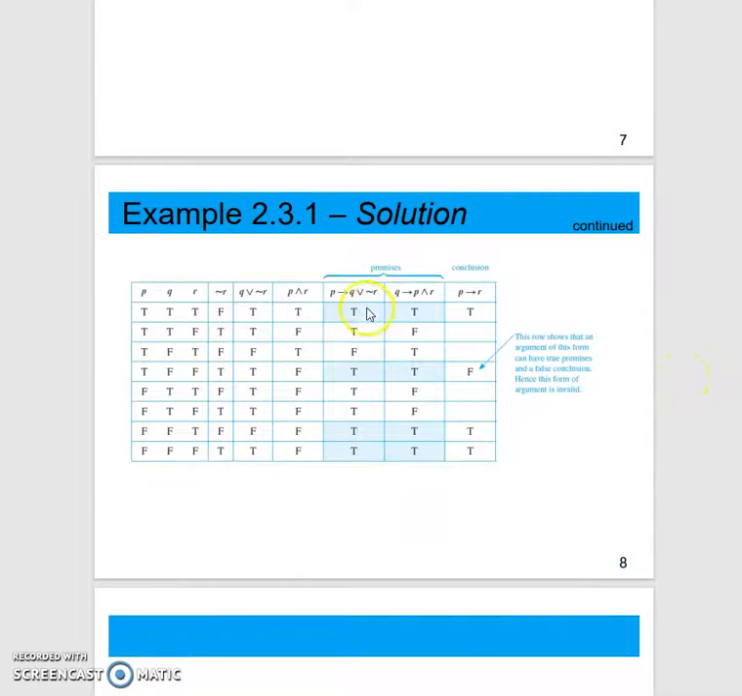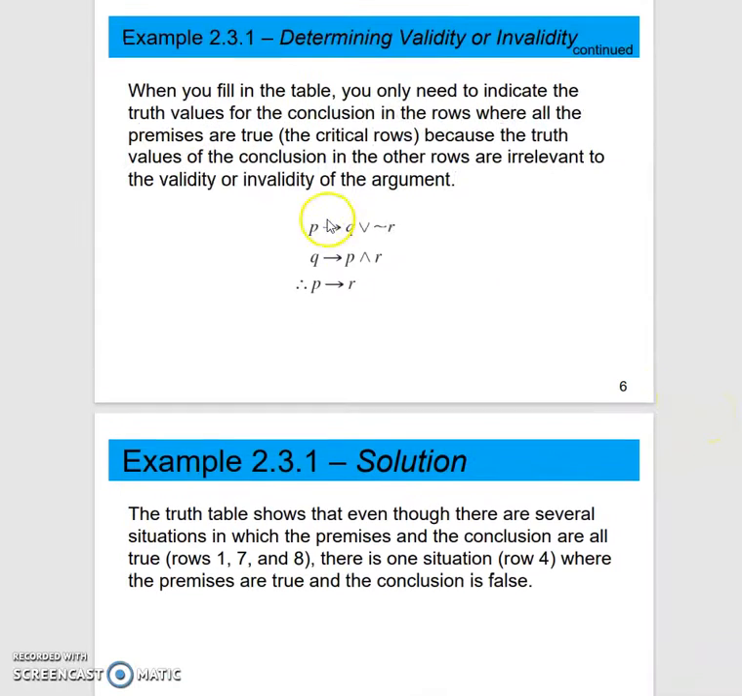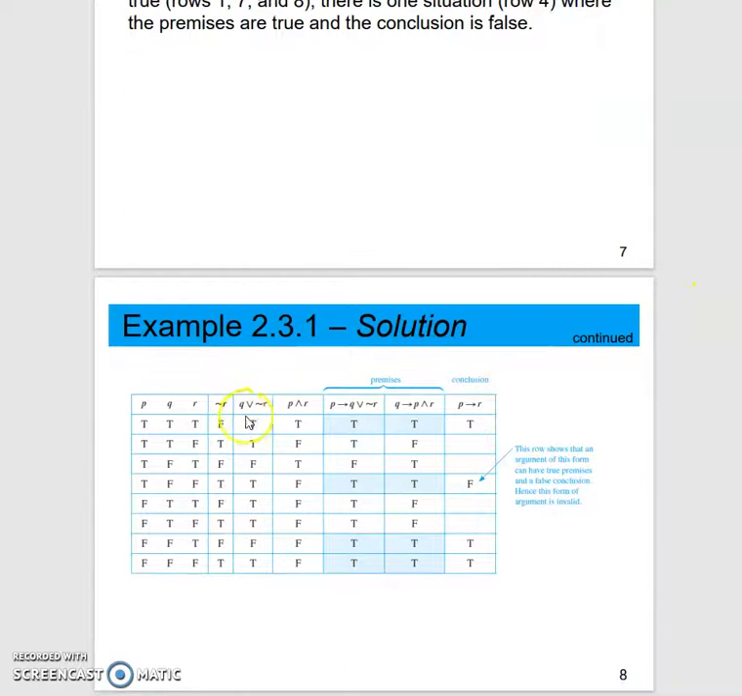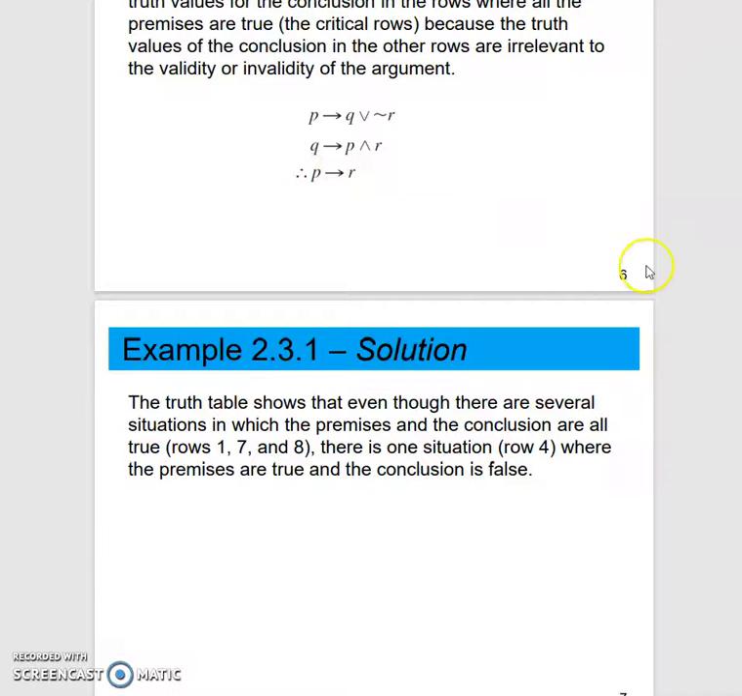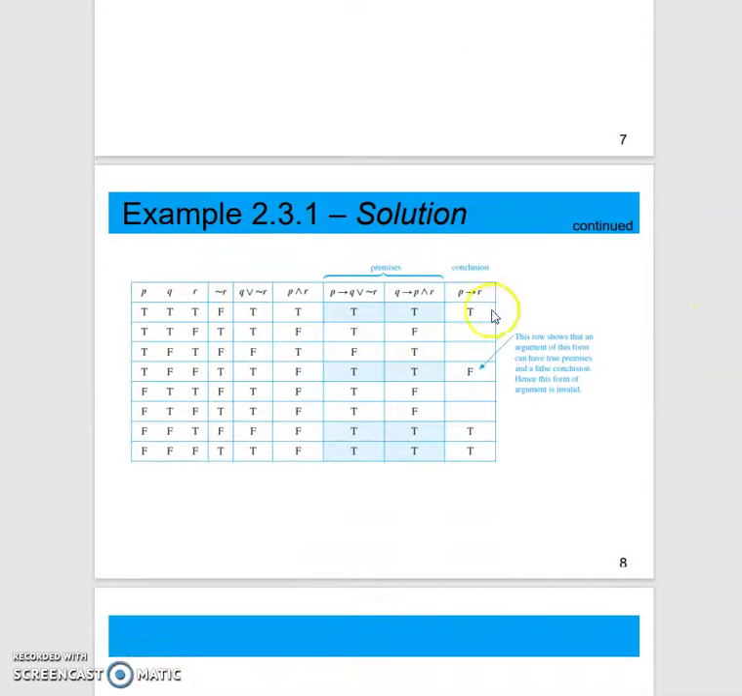All right, so we have to make our premises. Again, our premises were these first two statements that we were given. And again, I'm going to make a couple columns to get that. And then here's our conclusion, P implies R. That's our last one. So the only ones we're going to look at are where the premises are both true. So if one or both of them are false, we're going to disregard those rows. We don't care about them.